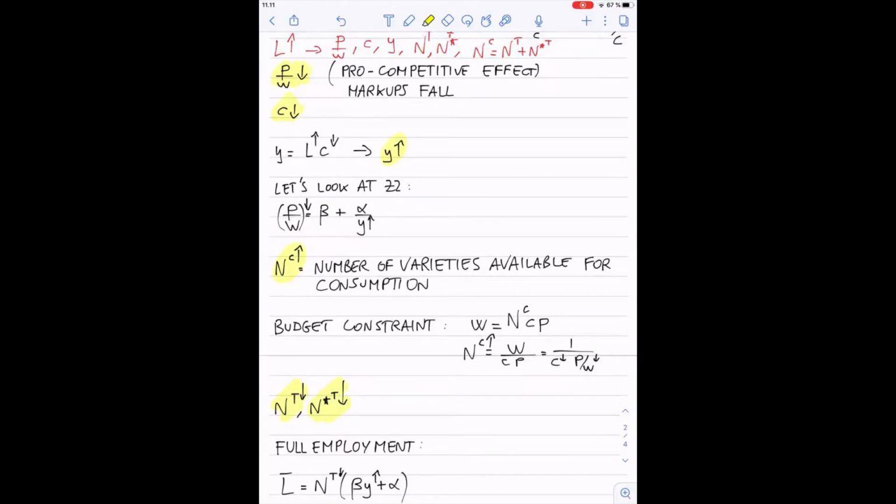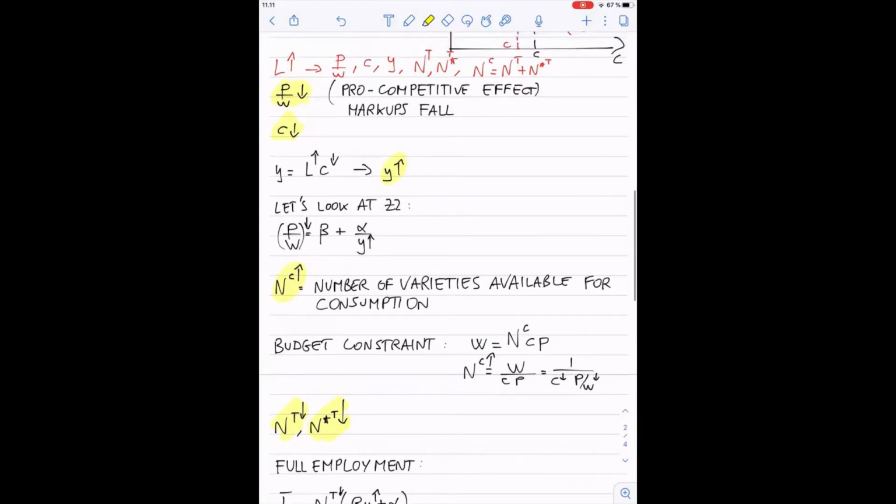And this summarizes the effects of an increasing L of trade on the various variables that we mentioned. The price declines, consumption of each individual variety declines, total output increases, the number of varieties produced in each country decreases, and the number of varieties available for consumption increases.